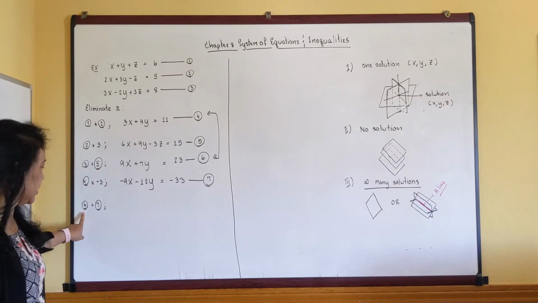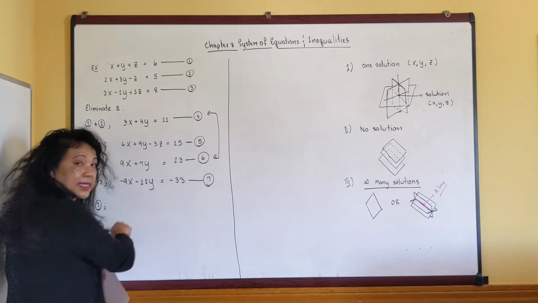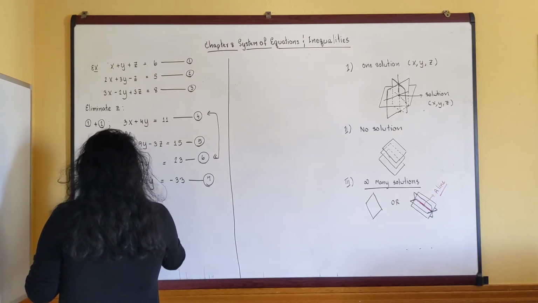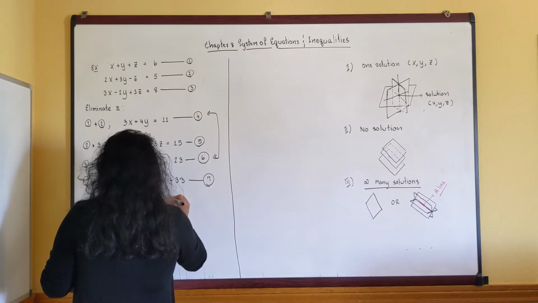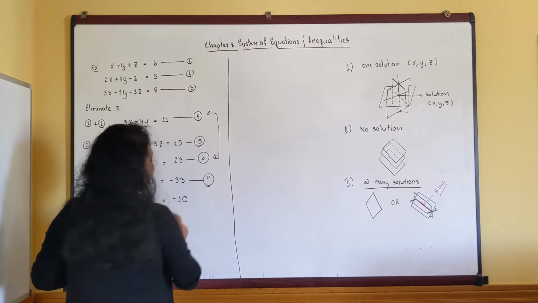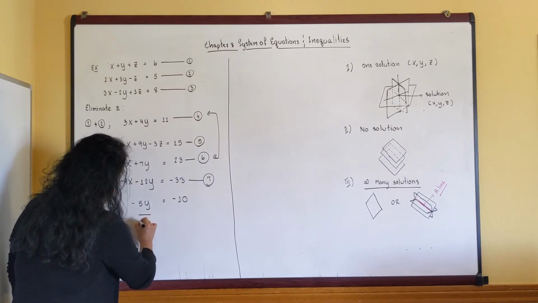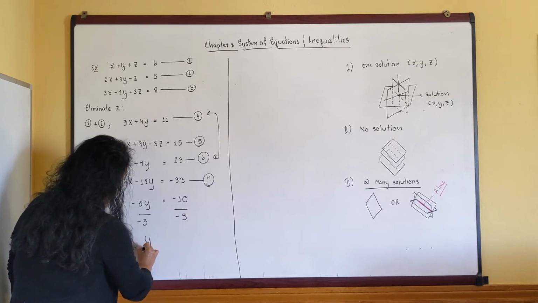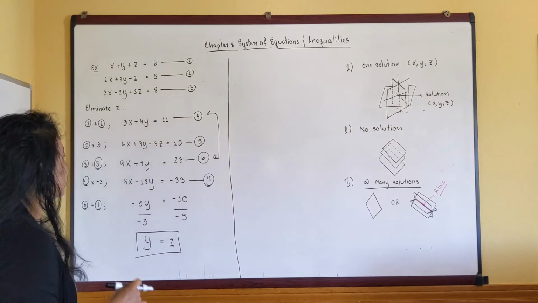So I make a note to myself: 6 plus 7. The x just cancels out. So I'm left with negative 5y is equal to negative 10. All right. Then I'm going to divide both sides by negative 5. So my y will be 2. I get my y.